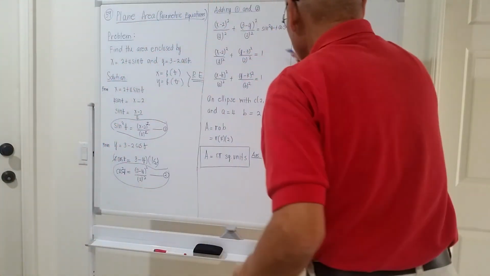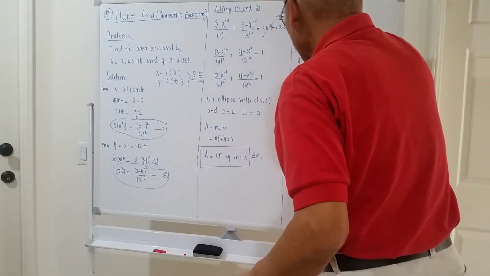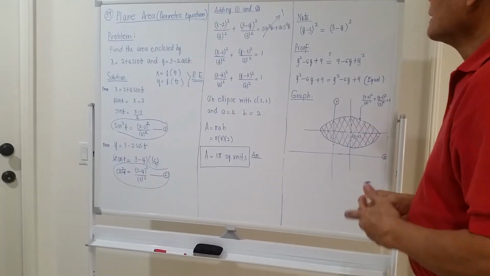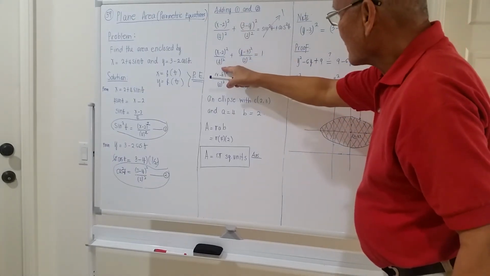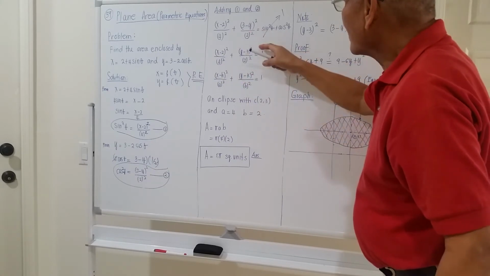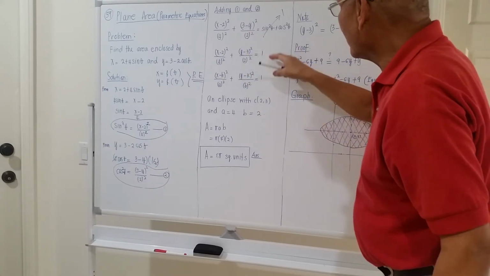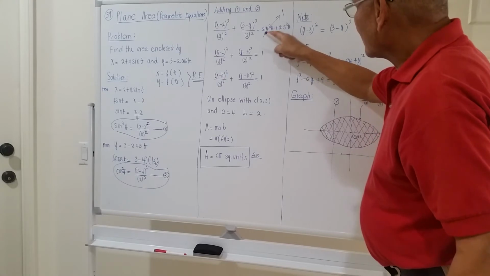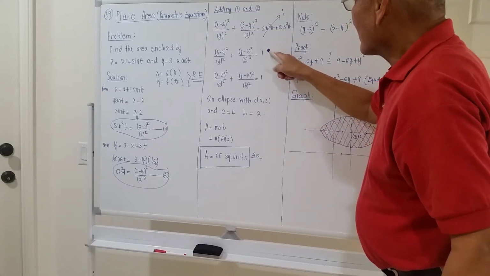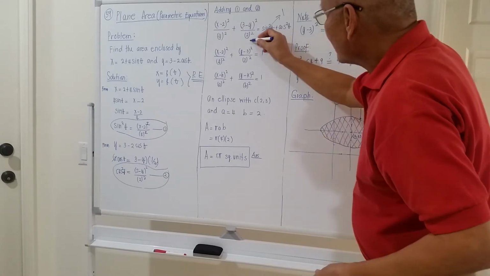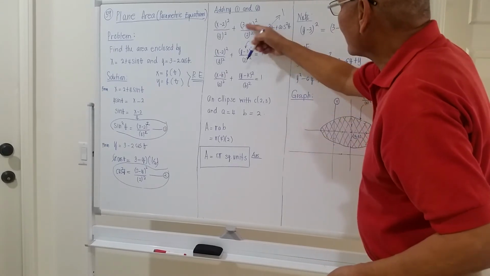Okay? But this is 1, right? So it will come out as x minus 2 quantity square over 4 square plus y minus 3 quantity square over 2 square equal to sine square of theta plus cosine square of theta, which is actually 1. This one. Okay? Why did I place this as y minus 3 instead of 3 minus y?